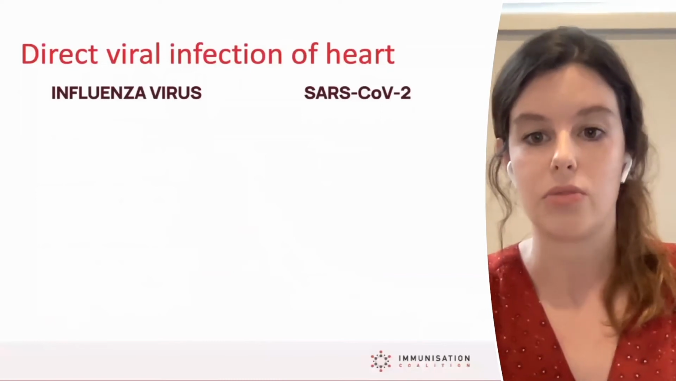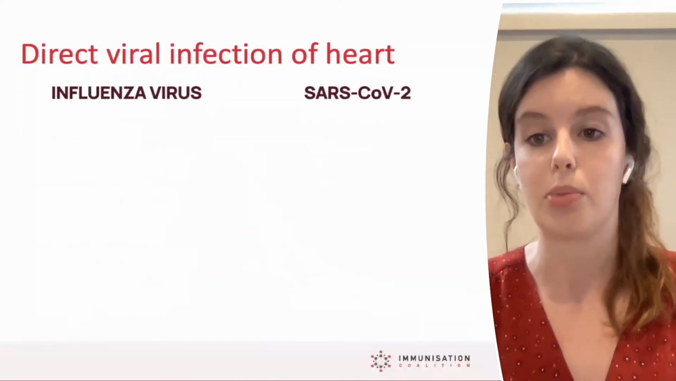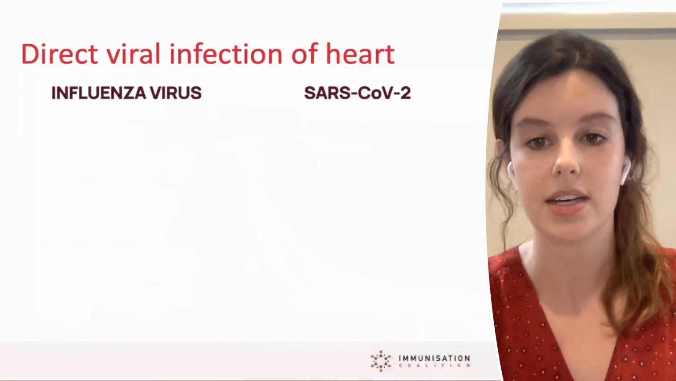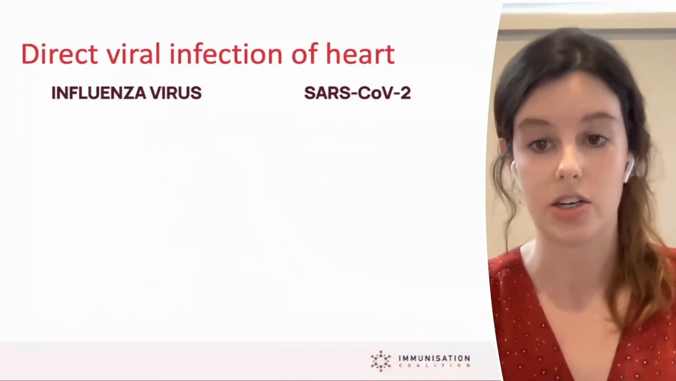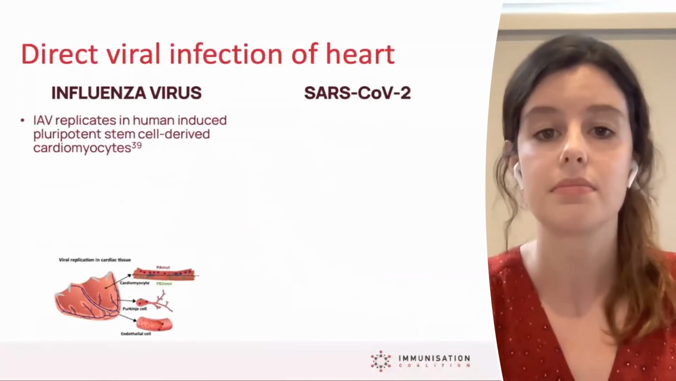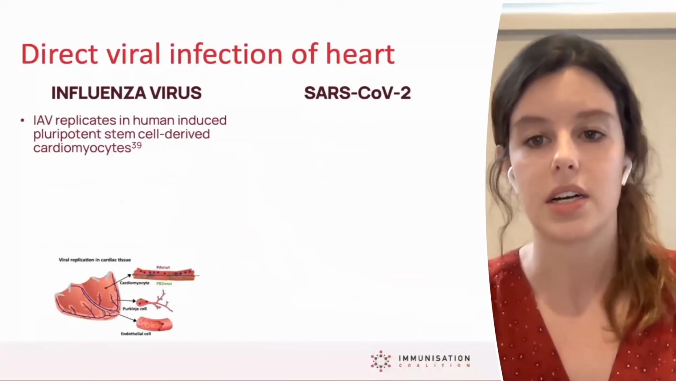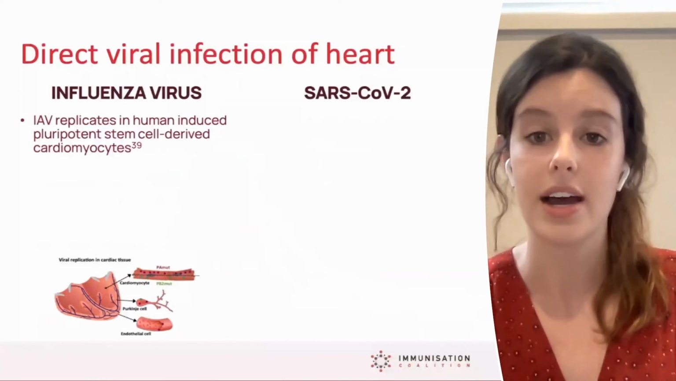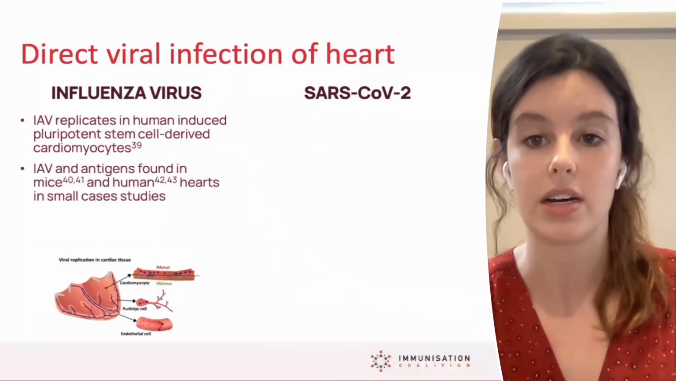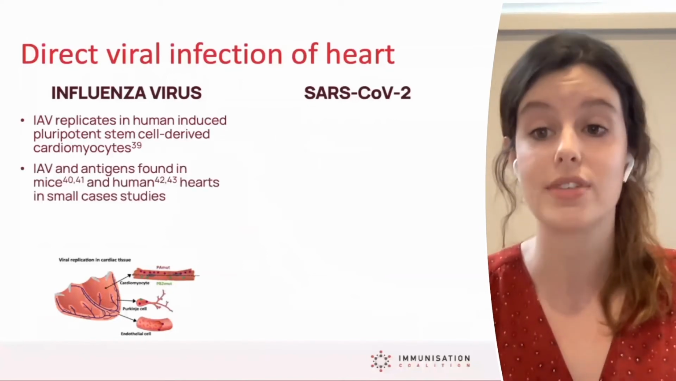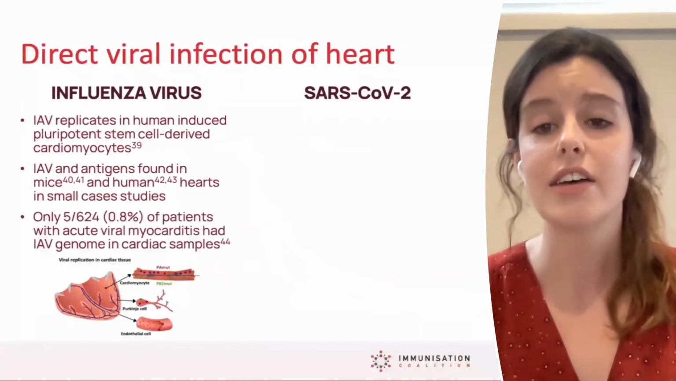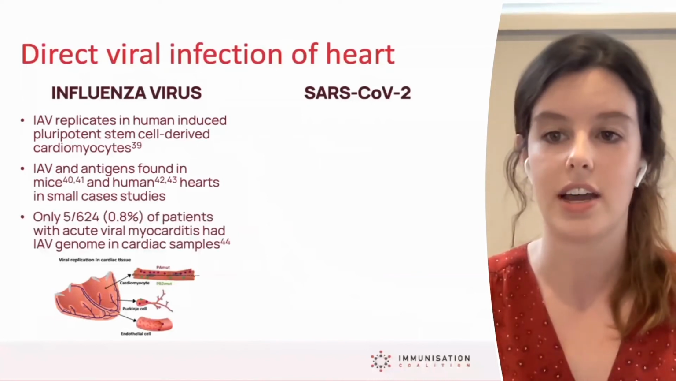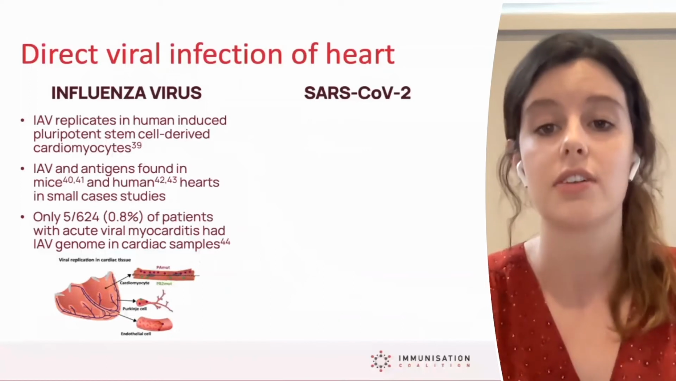Influenza has been reported to replicate within human pluripotent stem cell-derived cardiomyocytes, and virus or antigens have been found directly in the heart in mice and humans in smaller case studies. However, a larger US study of patients with acute viral myocarditis identified the viral genome in cardiac samples from only 5 of 624 patients by PCR. And evidence of SARS-CoV-2 direct cardiac infection is also pretty contradictory.